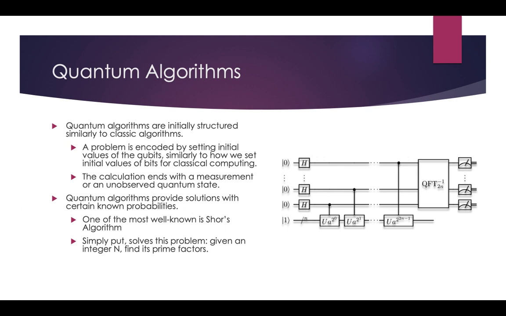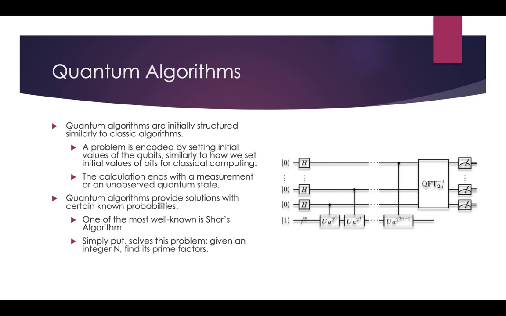When the calculation ends with the measurement, the system of qubits collapses into 1 of the 2 to the nth eigenstates, where each qubit is 0 or 1, essentially decomposing into a classical state. If there is no measurement, then the result is an unobserved quantum state. Essentially, these begin and end like classical algorithms. Quantum algorithms provide solutions with certain known probabilities.